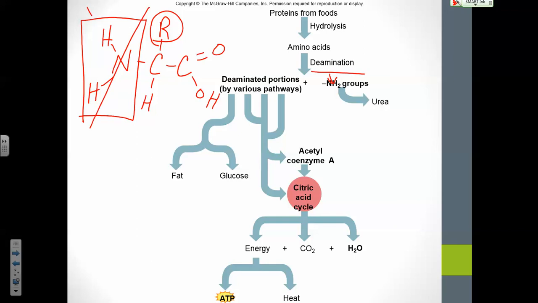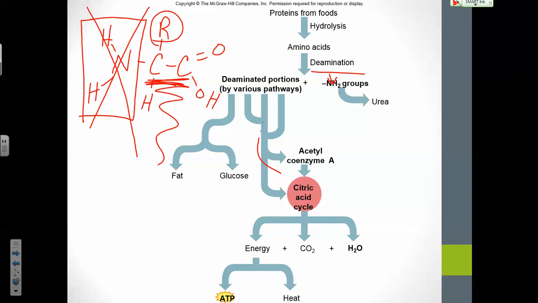You get rid of this part, and then you save the rest of this. The rest of this can be utilized to make carbohydrates or fats. Don't both of those have carbon and hydrogen and oxygen, which is in the rest of this? Or do you see how there's two carbons there? That can go into the Krebs cycle and go through cell respiration. Okay. But look at what's removed, the NH2 group.